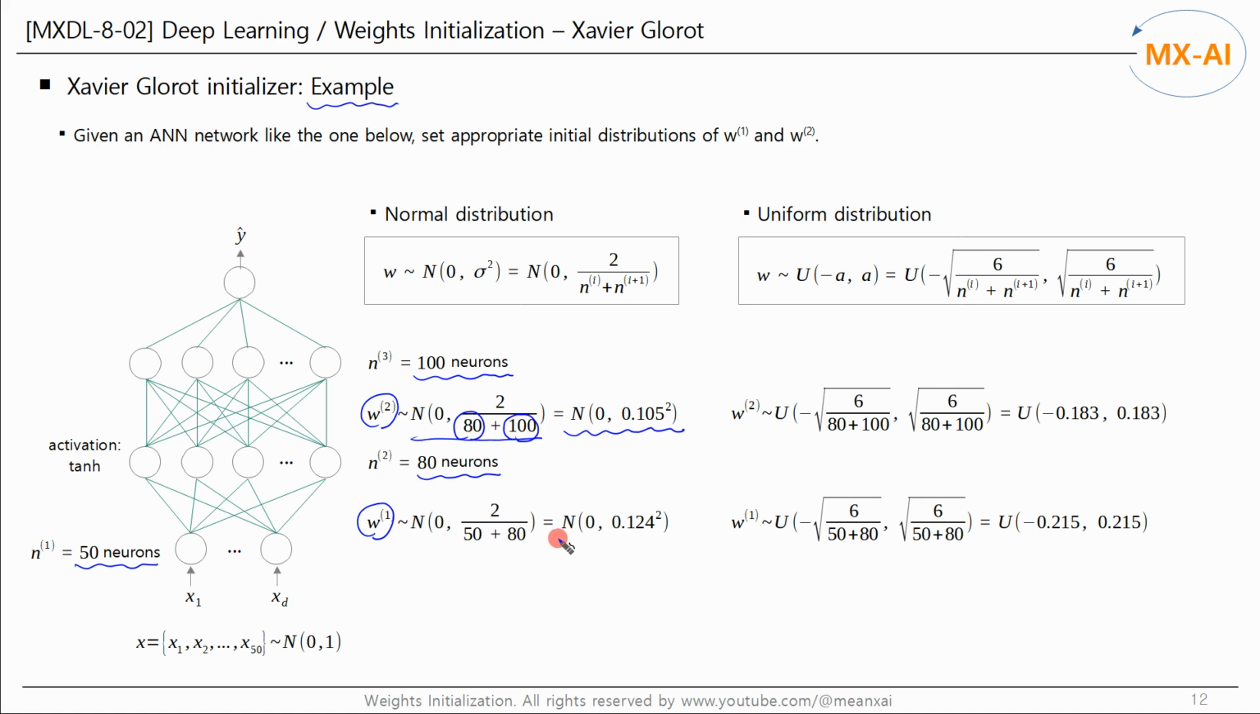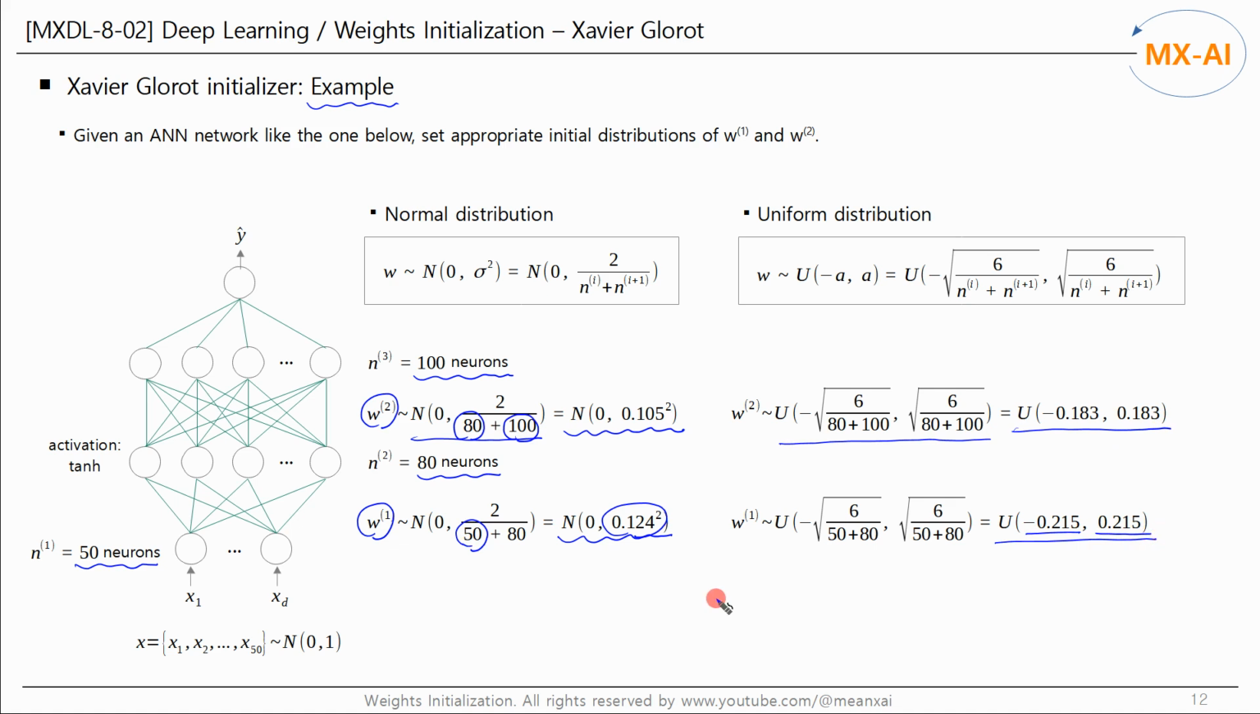The initial distribution of W1 will be like this. The variance of the initial distribution of W1 is slightly larger. This is because the number of neurons in the lower layer is smaller. If we use a uniform distribution, the initial distribution of W2 will be like this. The initial distribution of W1 is as follows. In this case, the initial distribution of W1 is slightly wider.